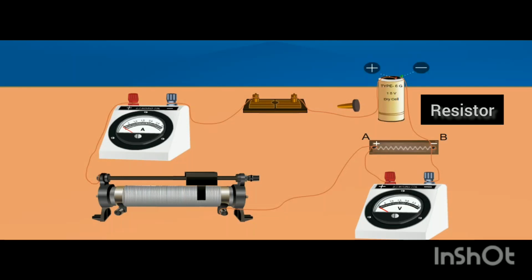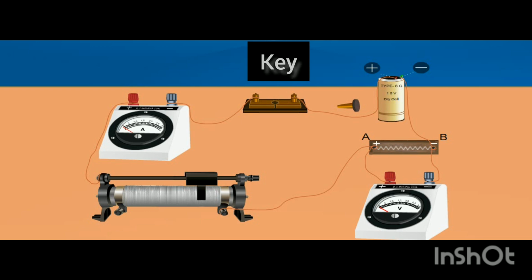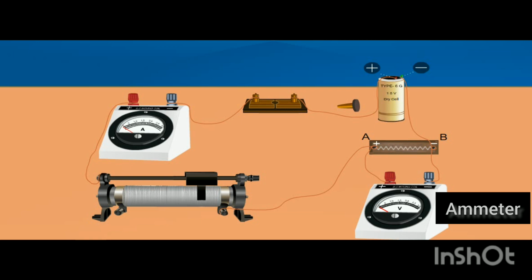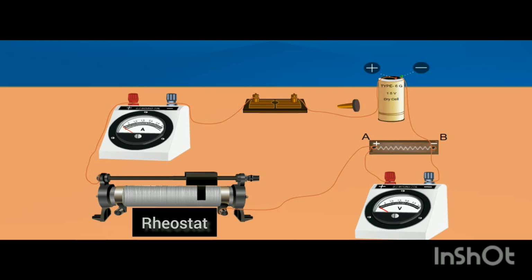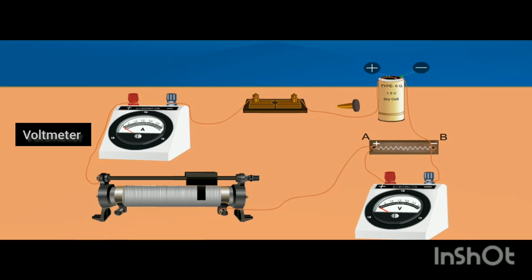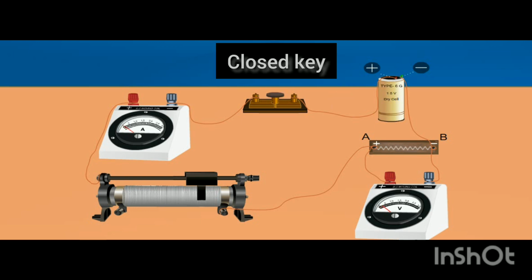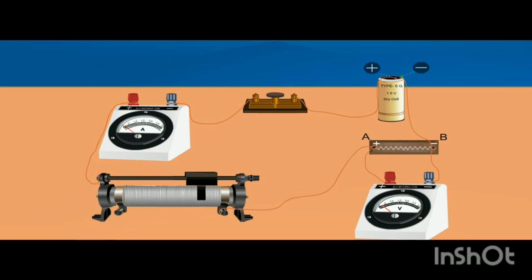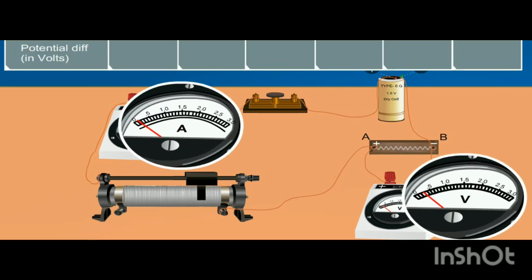A resistor AB of unknown resistance is connected in series to a cell through a key, an ammeter, and a rheostat. A voltmeter is attached in parallel to the resistor AB. On closing the circuit with the key, the ammeter and voltmeter show the current flowing in the circuit and the potential difference at the ends of resistor AB respectively.